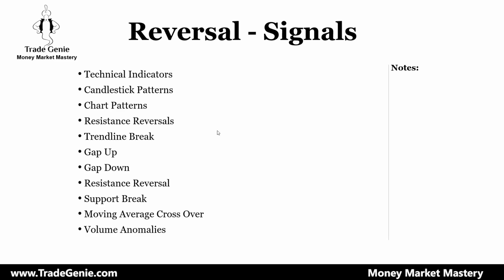The other one for reversal could be resistance reversal. So if you have identified the resistance, and then the market breaks above the resistance and then sharply reverses down, that's your signal. The market broke the resistance, and now it's reversing sharply to the downside. It's like crossing the river and then coming back.